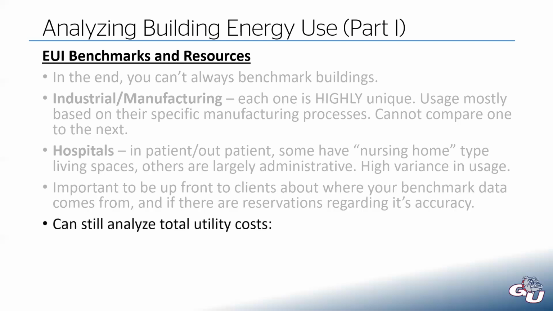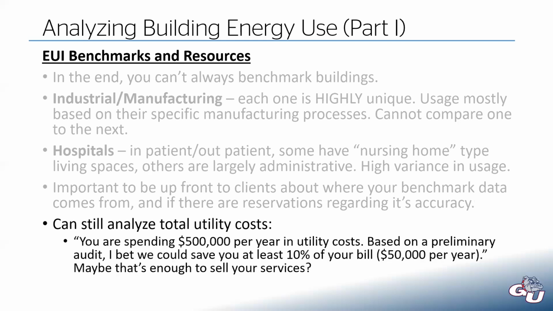But even if you can't benchmark these kinds of facilities, you can still look at their total costs. If you have a big facility that's spending 500 grand a year, maybe you can identify some things that can shave some of that energy off of their bill. If you are spending $500,000 a year, even 10% is a good amount of money, 50 grand a year. Even though 10% is maybe not a very big number, maybe it's easy to find 10% savings. And maybe that's enough to get you in the door.